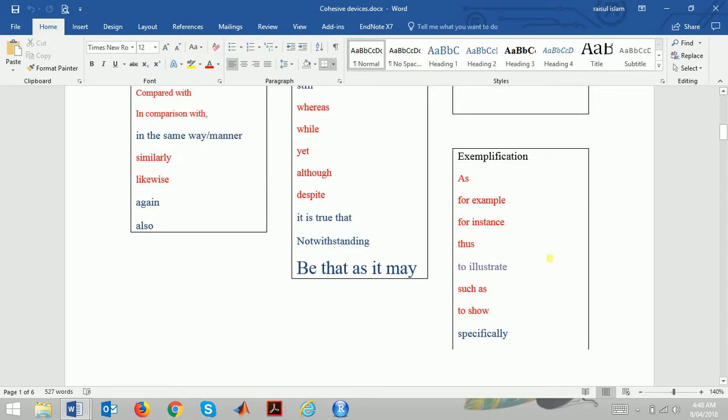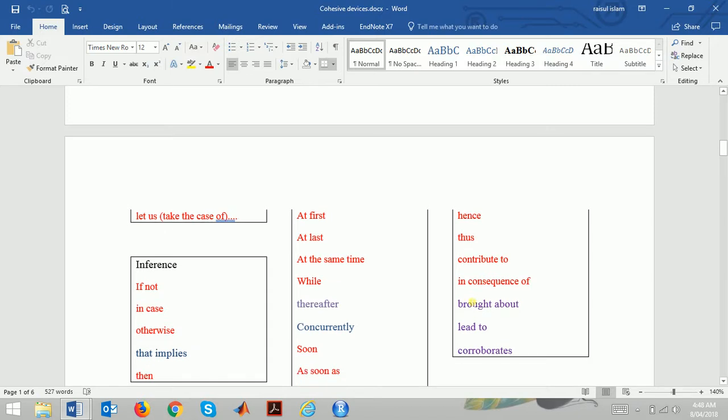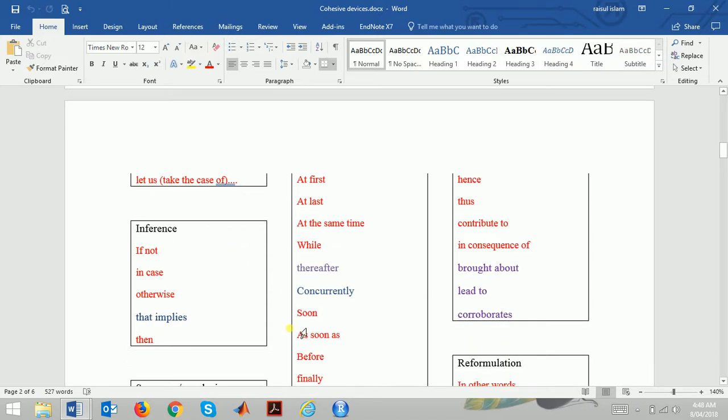Exemplification: as, for example, for instance, thus, to illustrate, such as, to show specifically, let us take the case of. Making inferences: if not, in case, otherwise, that implies, then.